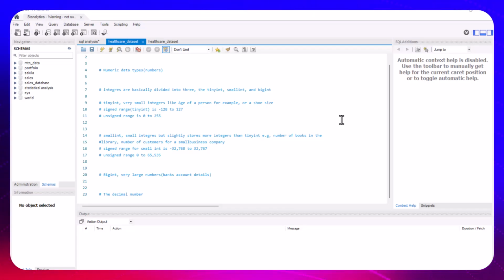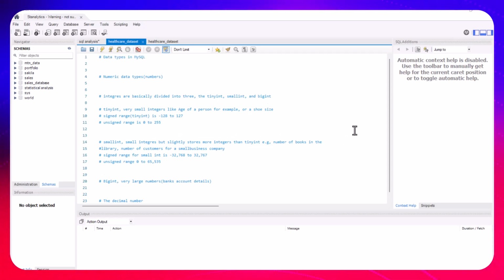Today we'll be talking about the data types in MySQL, and we have various data types in SQL. We have the numeric data type, we have the string data type, and we have the date and time, majorly. So now, considering the numeric data type first. Numeric data types are basically numbers, and they are divided into two: the integer data types and the number data types.